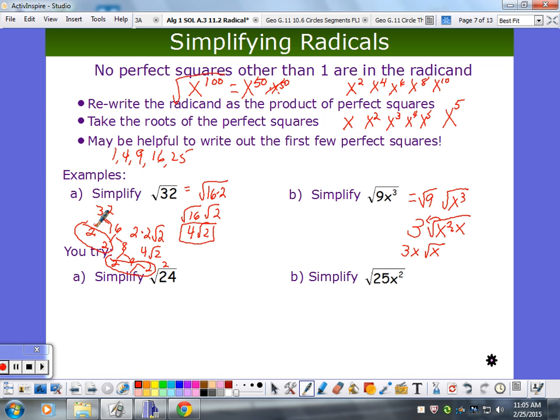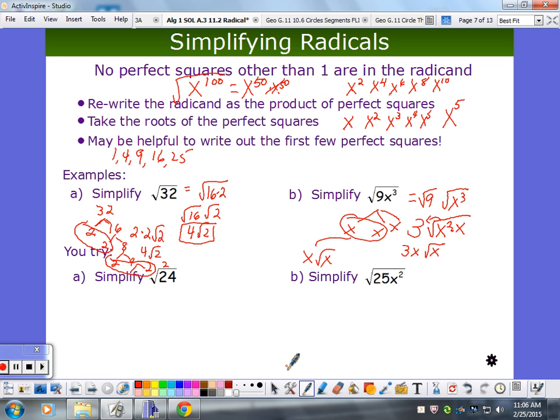Now, if you want to do the prime factor method, look at this. This one's even easier. Because what are the factors of x cubed? x times x times x, right? Remember here we look for pairs? Here's a pair. So this one goes outside the radicals. This one doesn't have a match, so it stays inside.